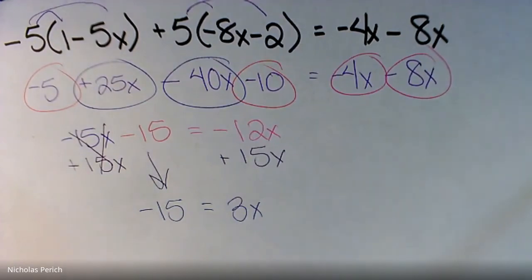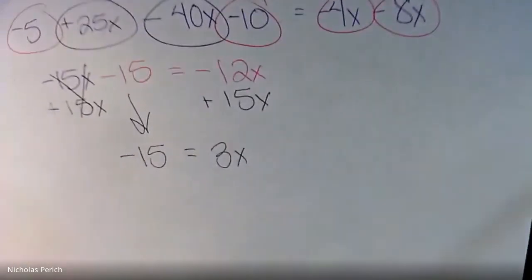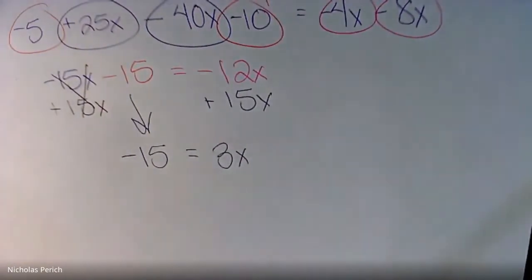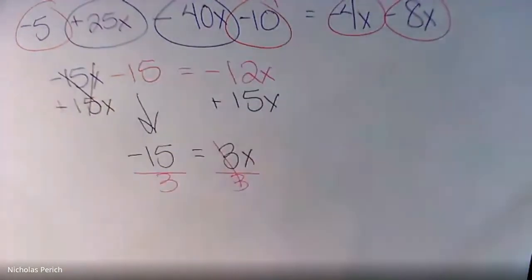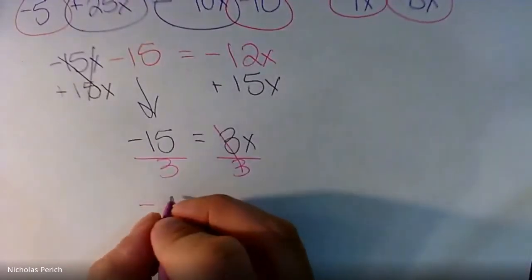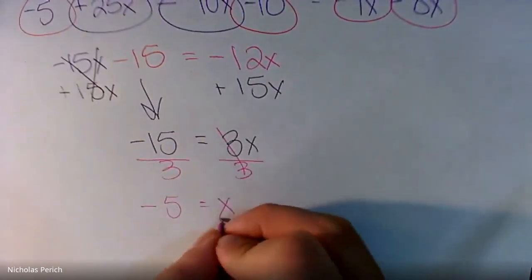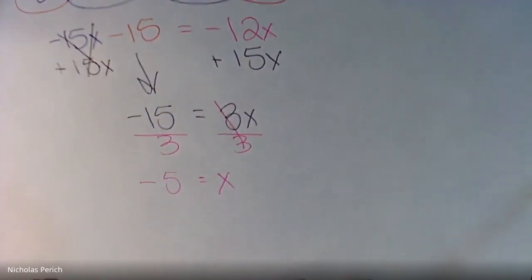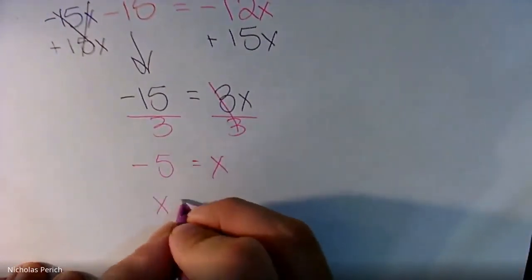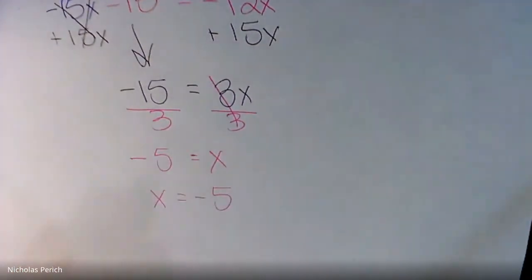Is x all by itself? No. What's in the way? 3. How do I get rid of that 3? Divide it. Divide everything by 3. And I have negative 5 equals x. But again, I hate the way that looks, so I'm going to write it out as x equals negative 5. Okay?